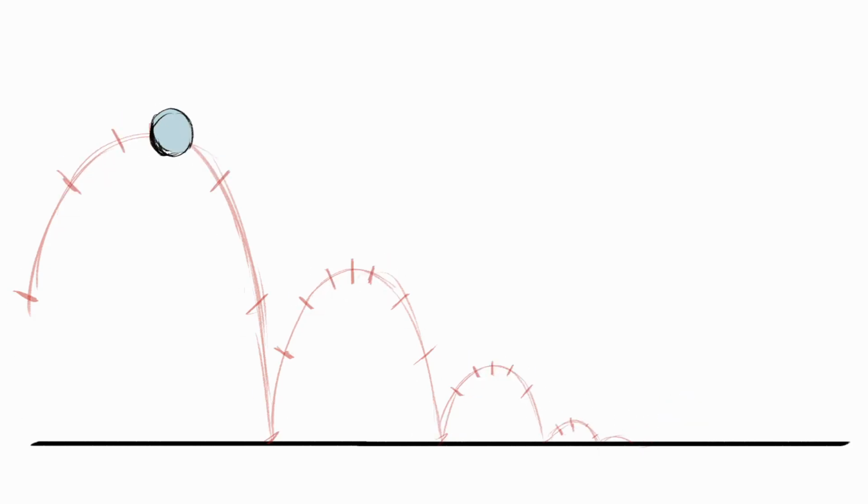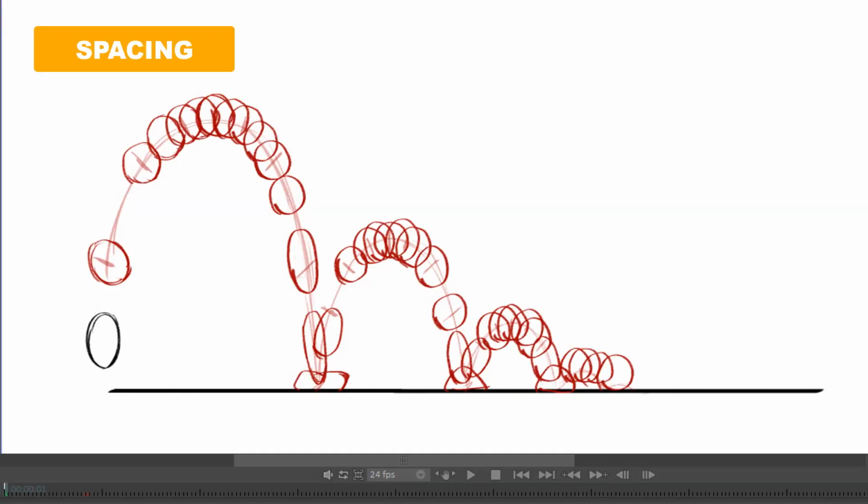Well, the way we're going to do it is we're going to pack more drawings into the peak of the arc where the ball is moving slower, and then have fewer drawings as the ball is going up and going down. By having smaller gaps in the drawings or decreasing the spacing, we make the ball feel as though it's moving slower. And that means the opposite is true as well. If you increase the amount of space between the drawings, it's going to make the ball feel as though it's moving even faster.